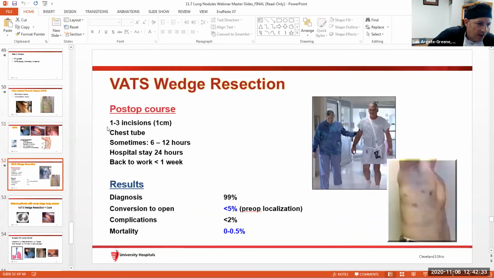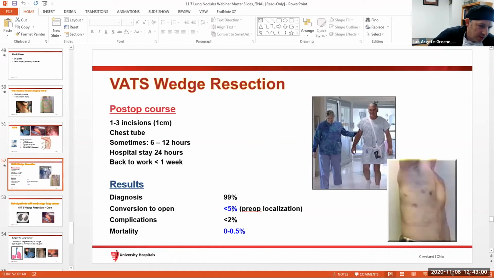And then you stay in the hospital for usually one night when you do a wedge, and then the chest tube gets removed the next day, and you leave the hospital the next day. You're back to work usually in 1 week if you want to go to work. And then the diagnosis you get, it's a pretty safe and effective and efficient procedure. You get the results in more than 99% of the times.